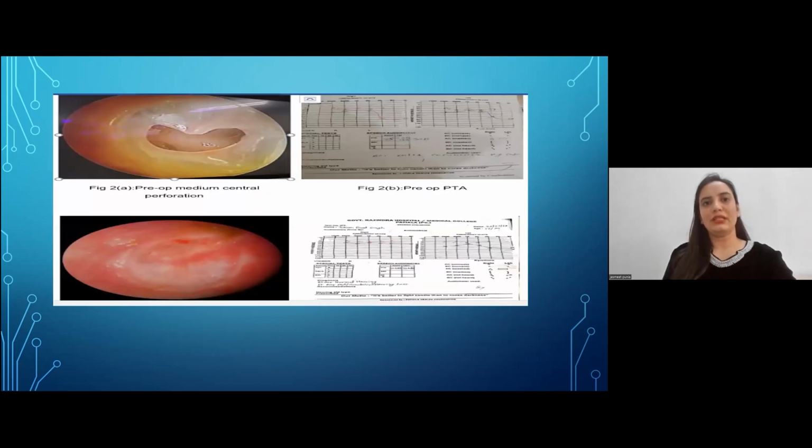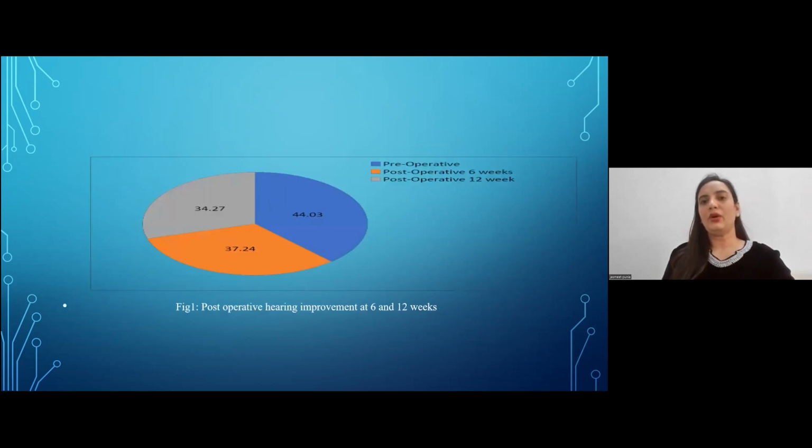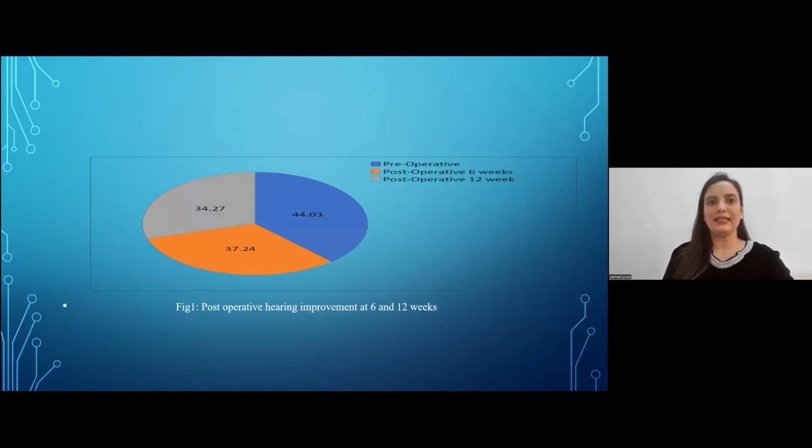This slide is showing the pre-op and the post-op picture. The pre-op perforation is closed with the cartilage perichondrium composite island graft, and it is also showing the audiological improvement. In our study, the mean pre-op PTA was 44.03, and the post-operative PTA at 6 weeks was 37.24 and at 12 weeks was 34.27. The mean hearing gain at 6 weeks post-op was 6.97 and at 12 weeks was 9.76 plus minus 2.12, which is clinically significant.